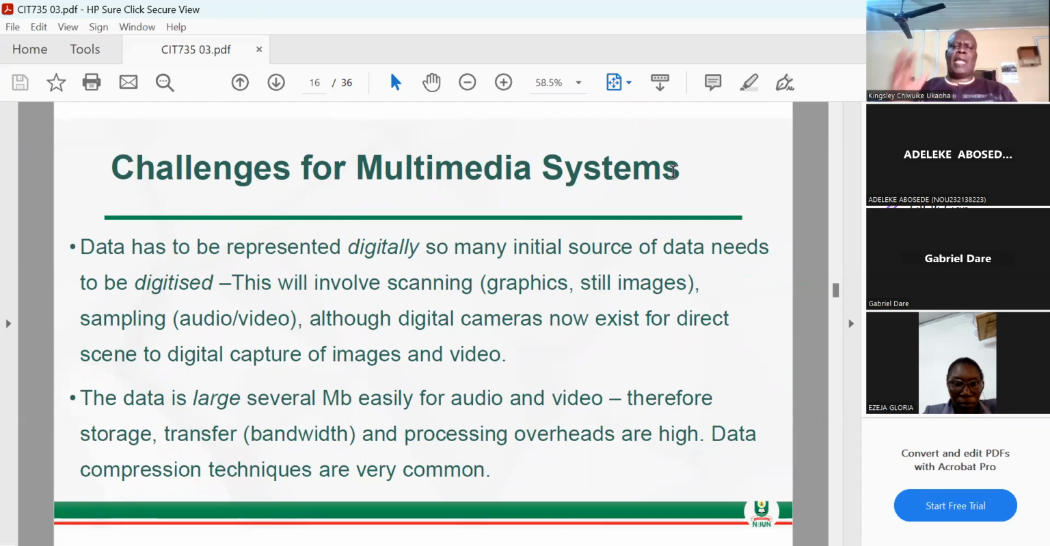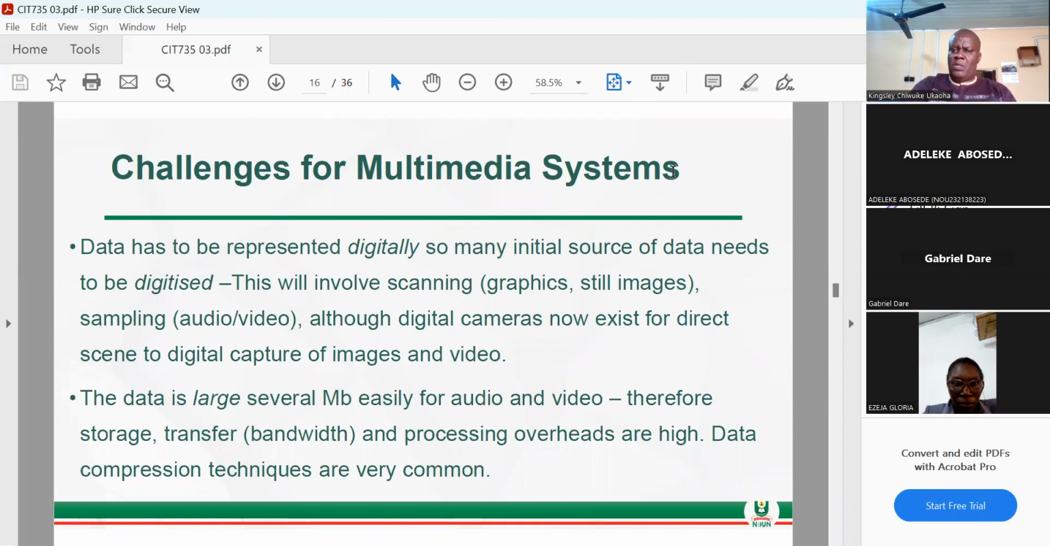And the sequencing and synchronization are perfect between the webcam and the microphone. Another challenge is that the data is large, several megabytes, easily, for audio and video. For audio, it's low. For instance, if I finish recording this class over a 40-minute period, I may have about 200 megabytes of video. But funny enough, Zoom records the audio and video separately.